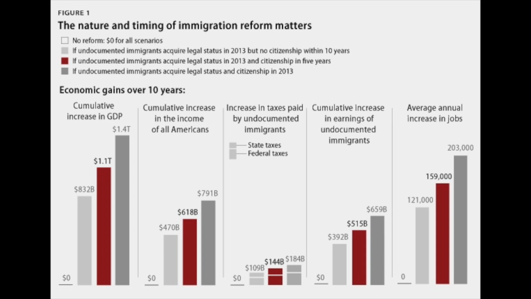This graph displays statistics regarding what would have happened in the U.S. economy if undocumented immigrants were given legal status in 2013. What this graph shows us is that if we were to give these undocumented immigrants legal status, the GDP would increase substantially, as would the income for every American, the taxes those immigrants pay, and the number of jobs available. These numbers would be even larger if we were to give these immigrants both legal status and citizenship within the same year.